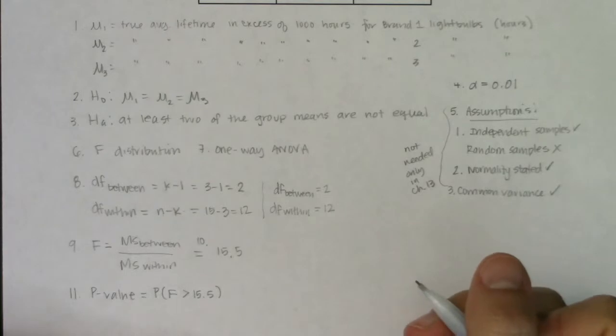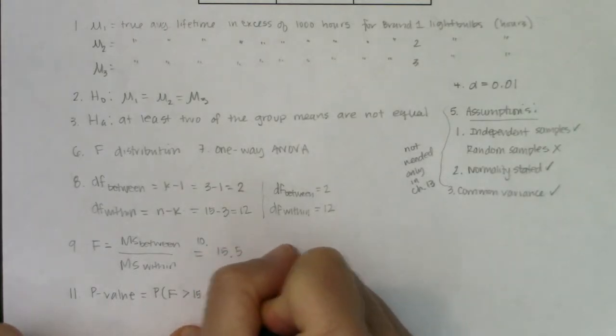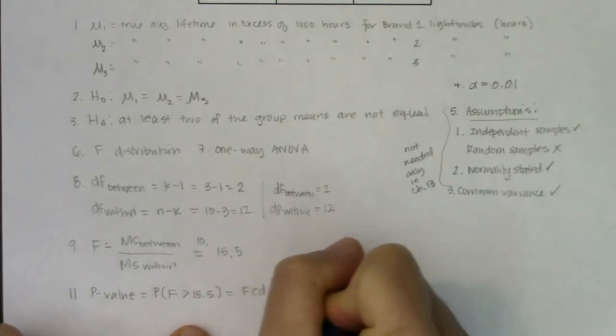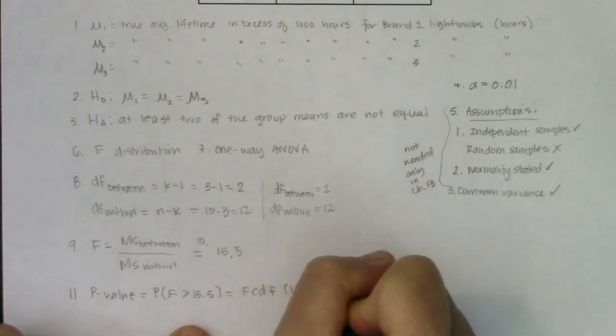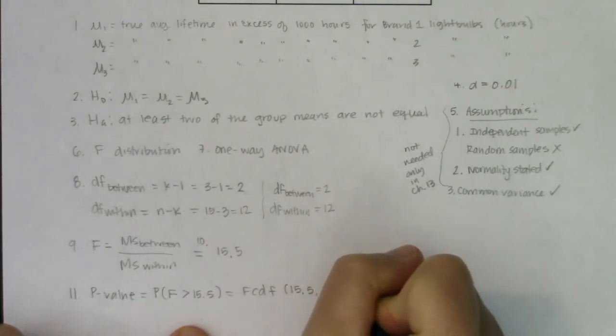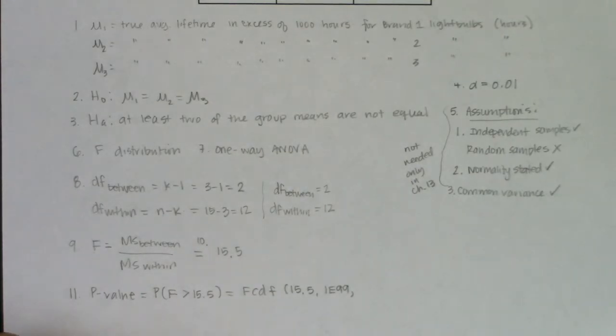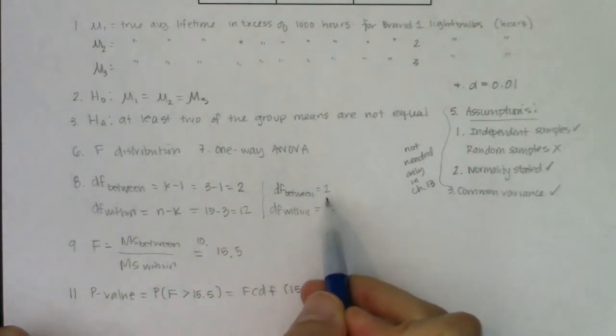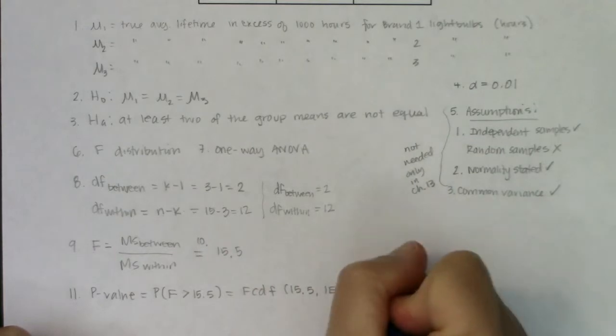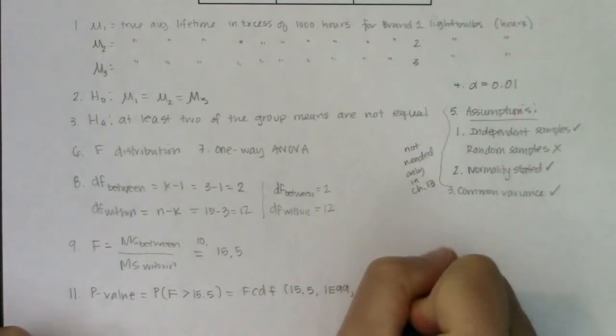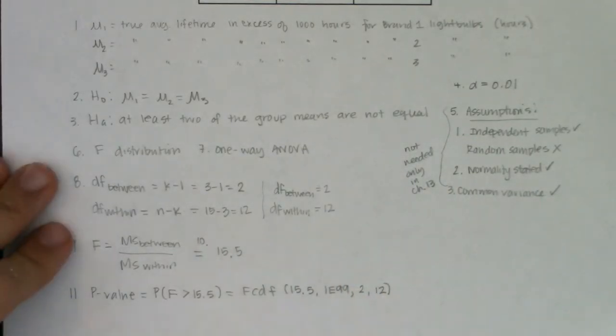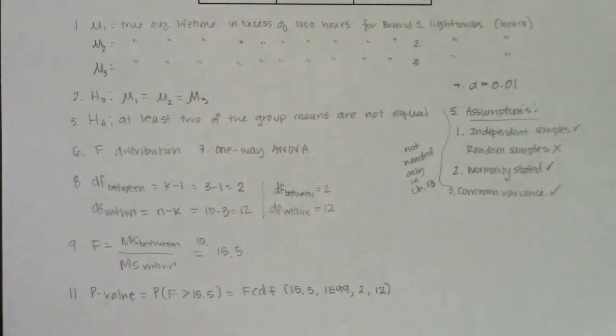So as we go through this, let's now use FCDF. We're going to go 15.5, 1E99 for infinity. And here's where your degrees of freedom come in. You're going to go mean squares between, and then within, so 2, 12. The FCDF needs both of those degrees of freedom, which is why out of all of those formulas on the previous page, the only thing I bullet pointed was those degrees of freedom.